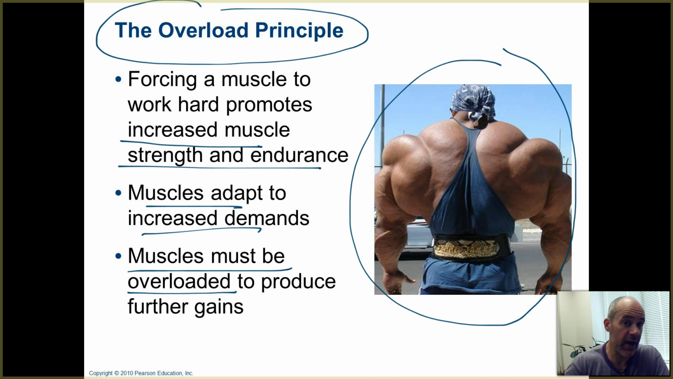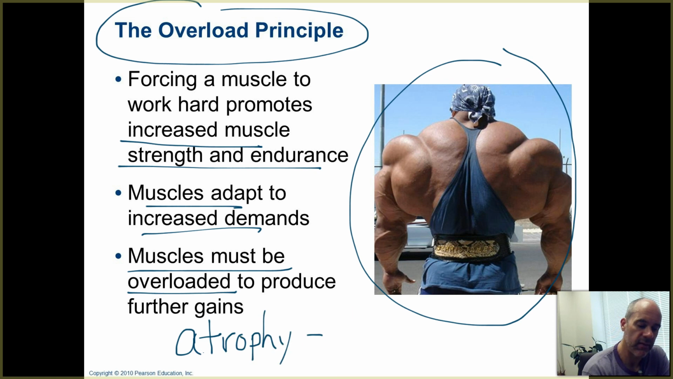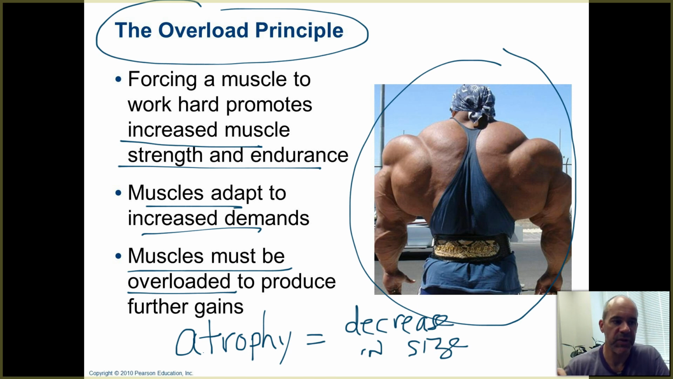And what happens if you stop exercising? What is the opposite of hypertrophy? The opposite is called atrophy. So that is a decrease in size. Any type of tissue could atrophy, but muscle atrophy is referring to a decrease in the size of your muscles.